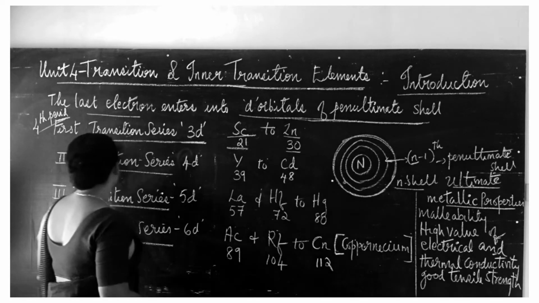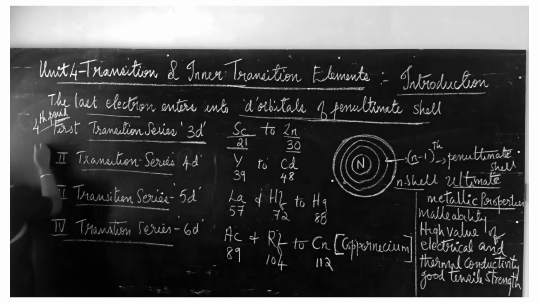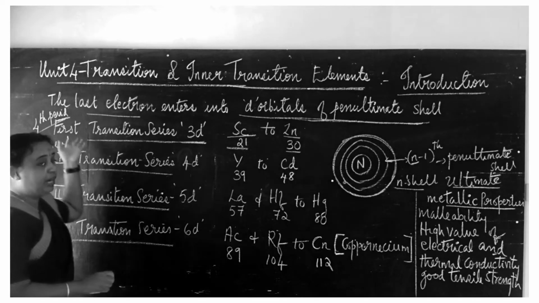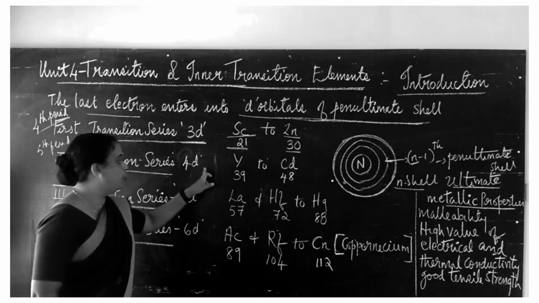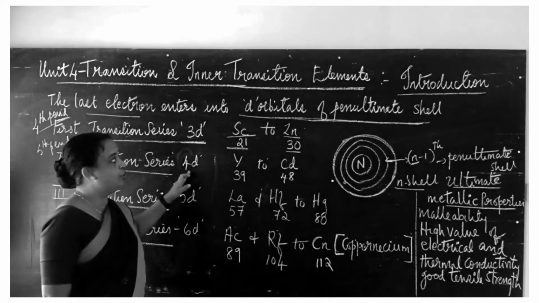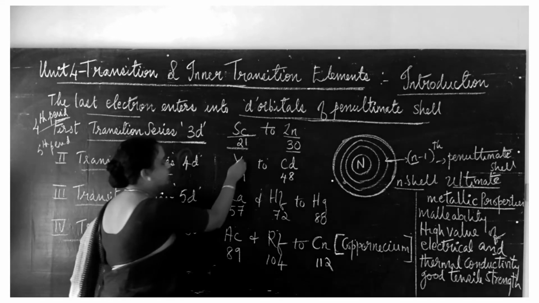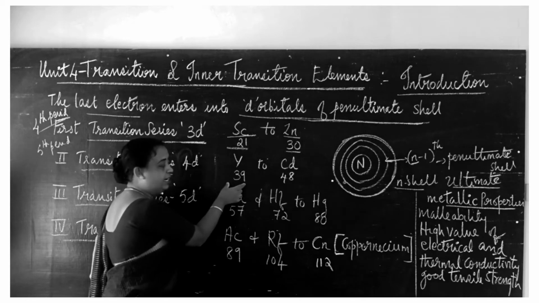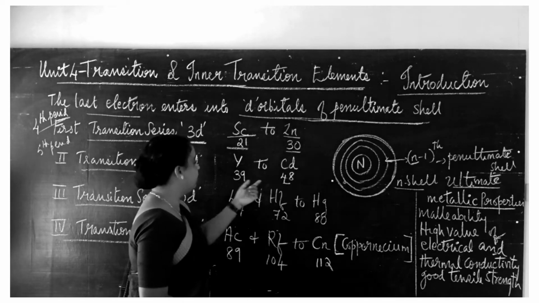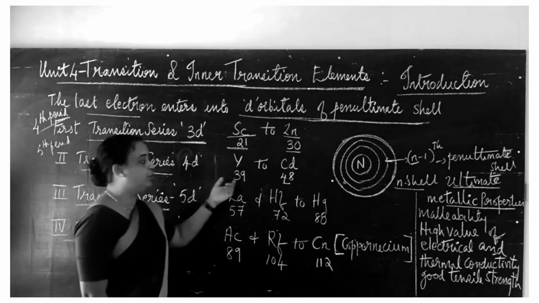Now, the second transition series is your 4d series. The second transition series comes in the fifth period, so you can consider 5 minus 1, 4. The last electron enters into the 4d orbital of the penultimate shell. For the 4d series, the elements start from yttrium, atomic number 39, up to cadmium, atomic number 48. These are your second transition series elements.